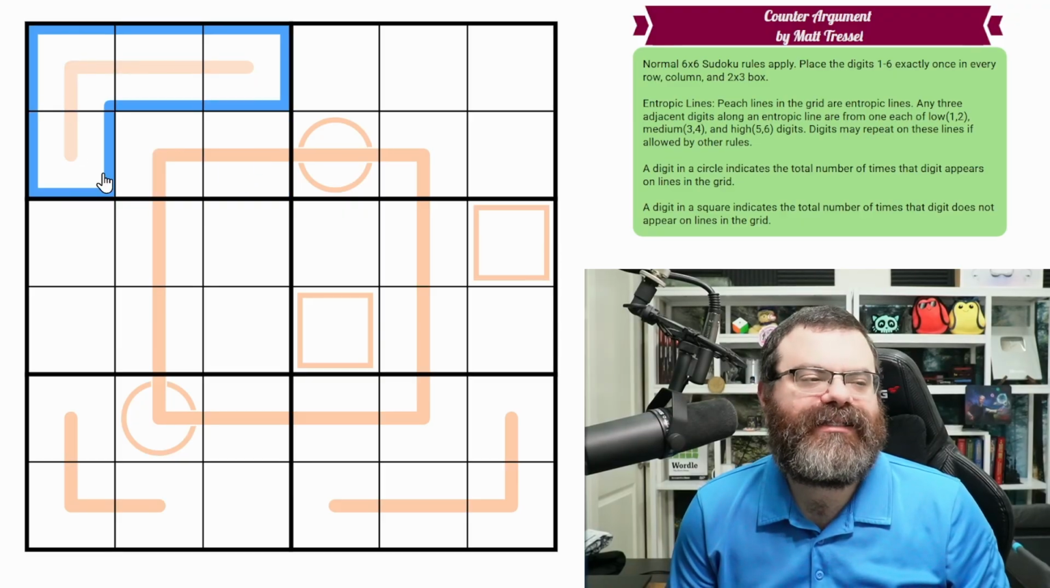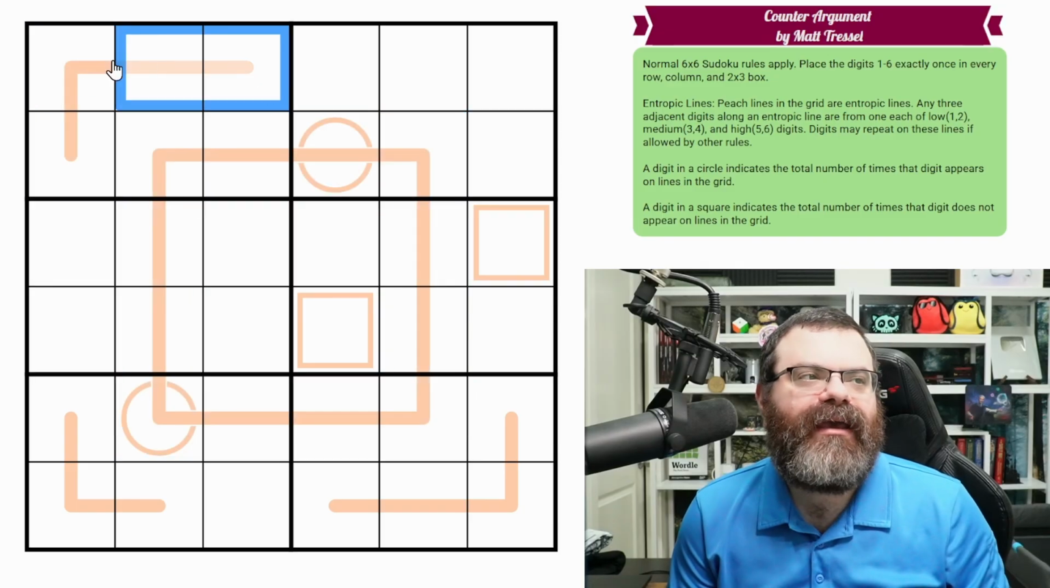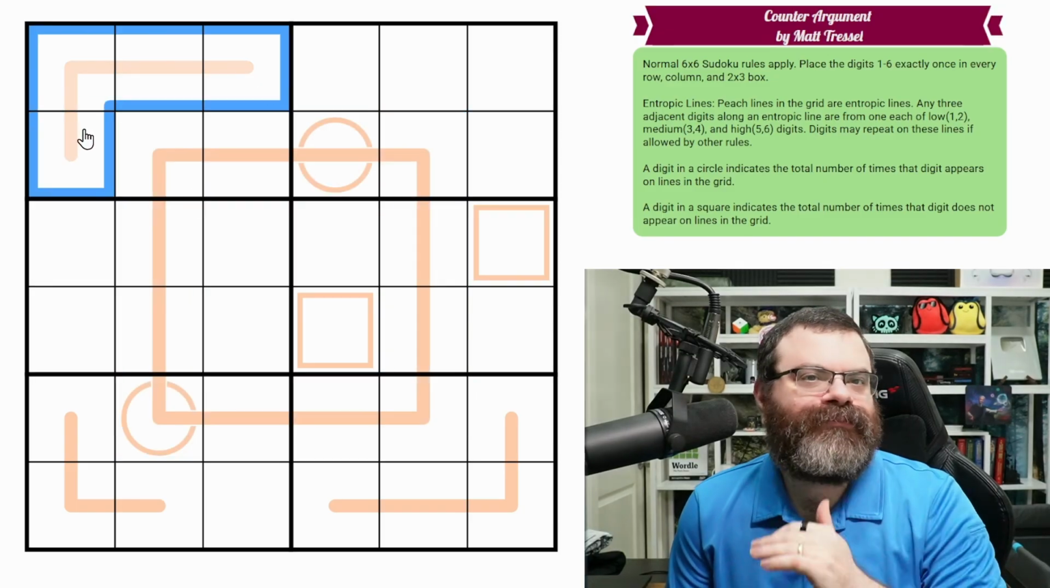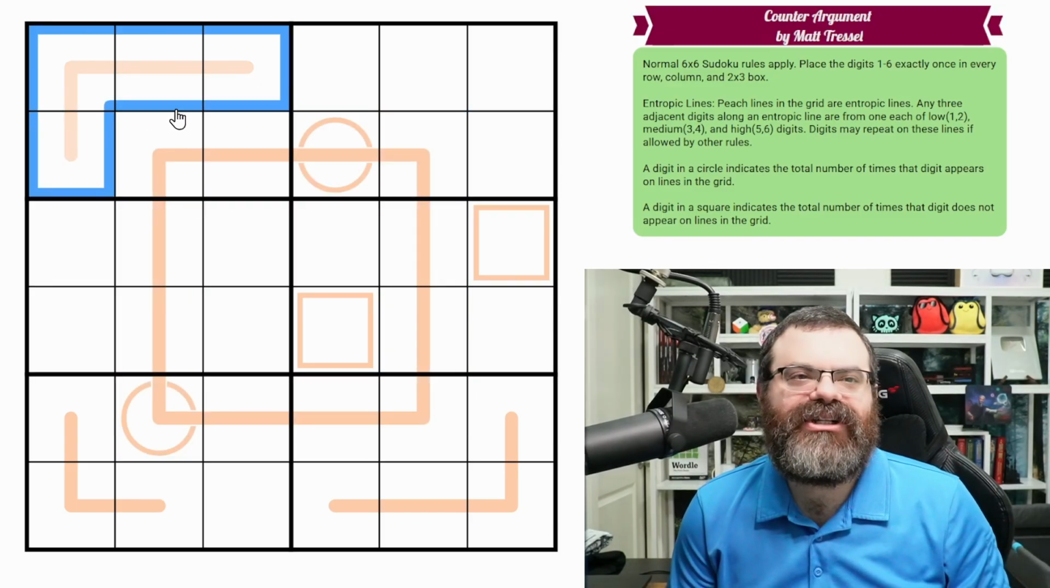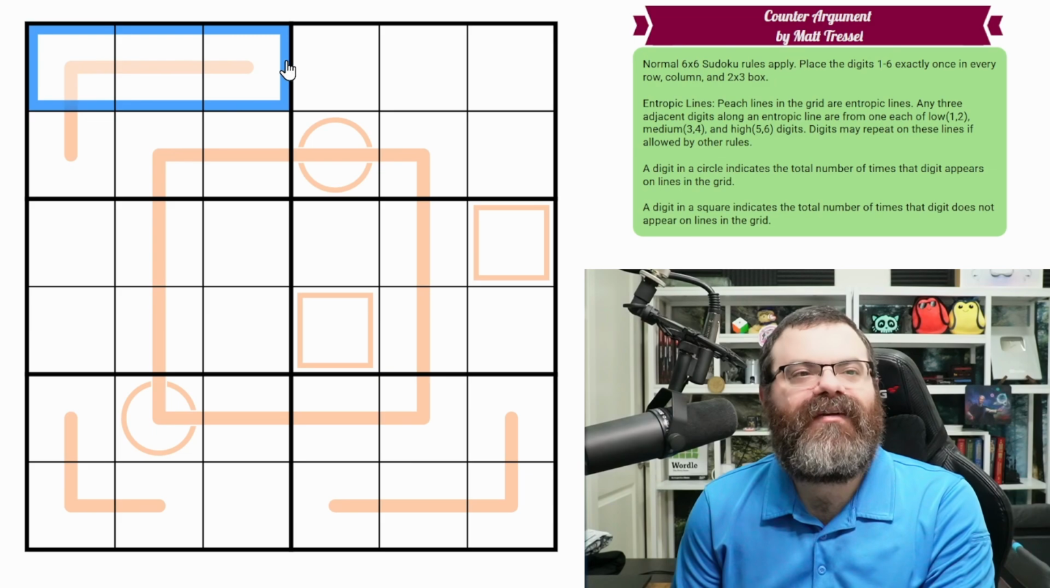We also have these peach lines in the grid. Sometimes they're a loop, but it doesn't matter. Still considered a line. Any 3 adjacent digits along the line have one of each of a low, medium, and high digit. So let's take these 3, for example. We need one of each of a low, medium, high.